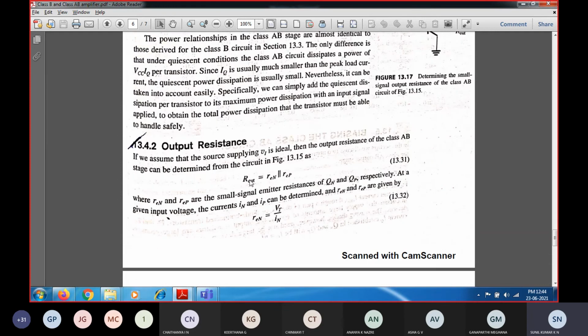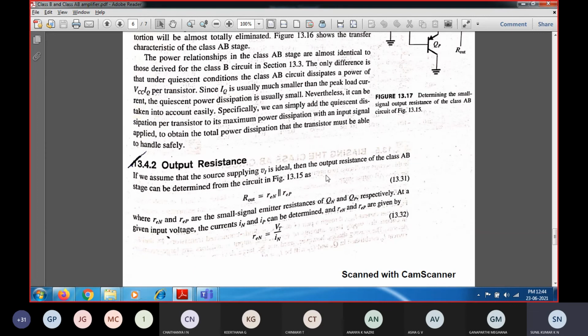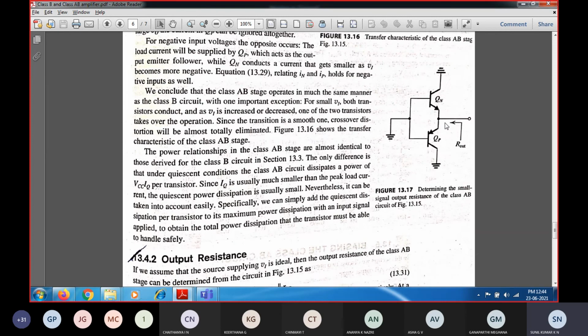So if you want to find the output resistance, it will be equal to REN parallel REP. That will be the equivalent output resistance which you are going to get. So in order to find the final R out, we need to find what is REN. So REN will be equal to what?